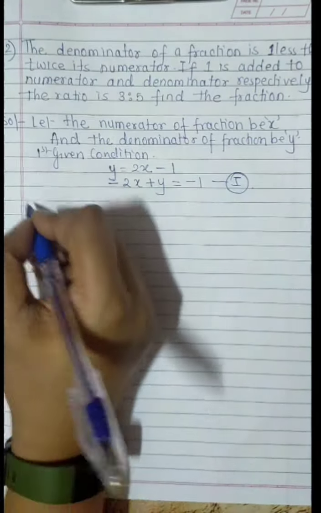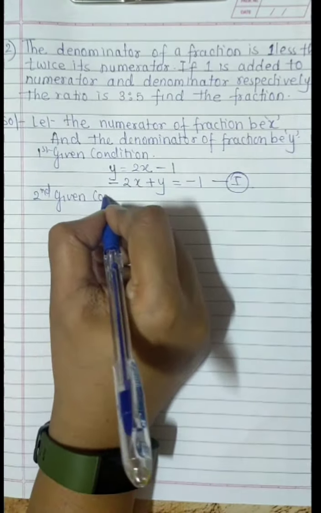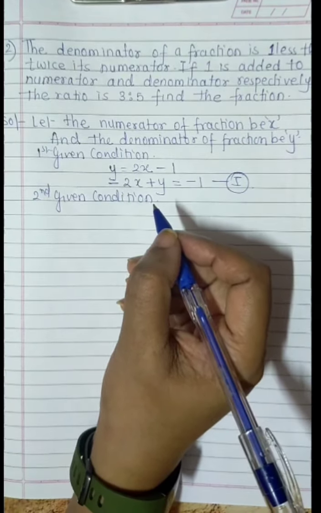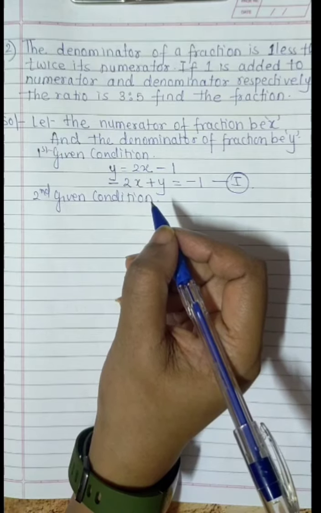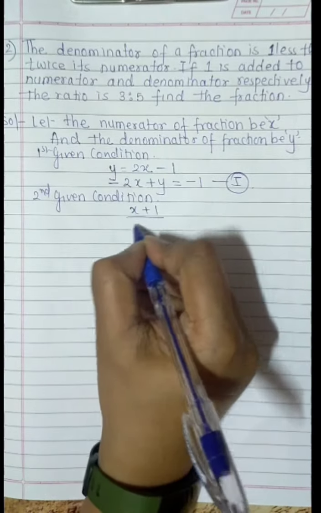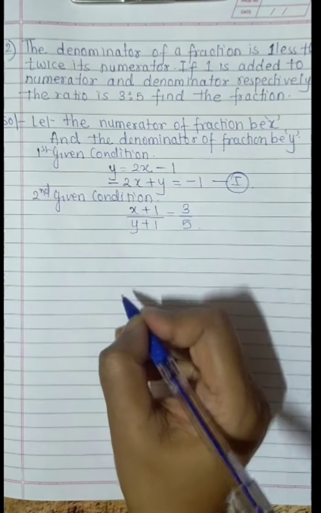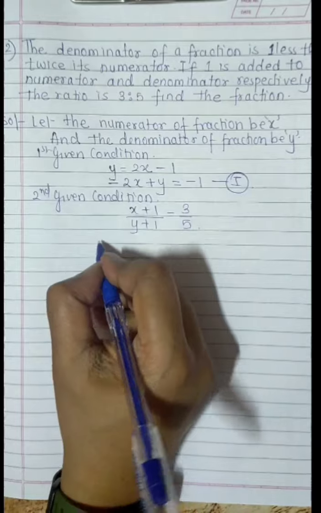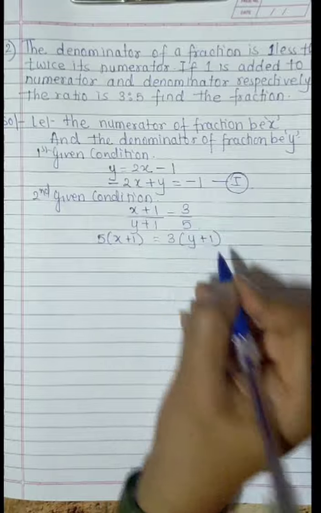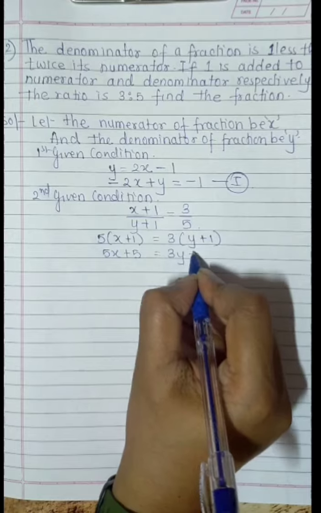Now by the second given condition, if 1 is added to the numerator and denominator respectively, the ratio is 3:5. So x plus 1 upon y plus 1 equals 3:5. Now we are going to cross multiply. This is 5 times (x plus 1) equal to 3 times (y plus 1). Now this is 5x plus 5 equal to 3y plus 3.